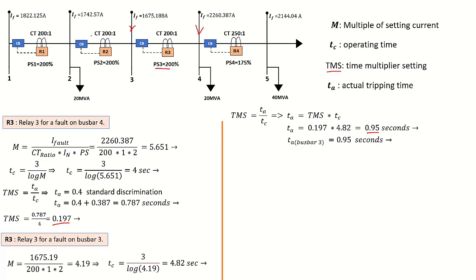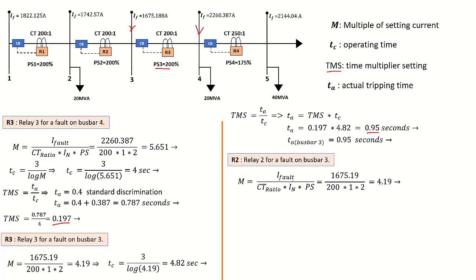So we've now finished with relay 3 for the fault on either busbar 3 or busbar 4. We now move into relay 2. For relay 2, we also need to calculate for a fault on busbar 3 first and then on busbar 2. So there we go, relay 2 for a fault on busbar 3. We calculate M and get exactly the same value, because we have the same plug setting and the same CT ratio, so nothing changes here. We got exactly the same TC of 4.82 seconds.